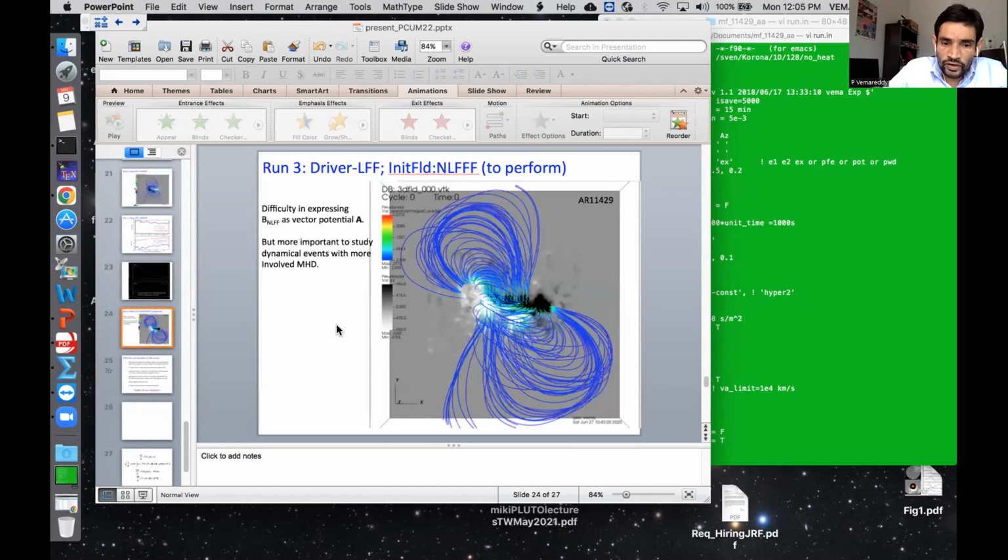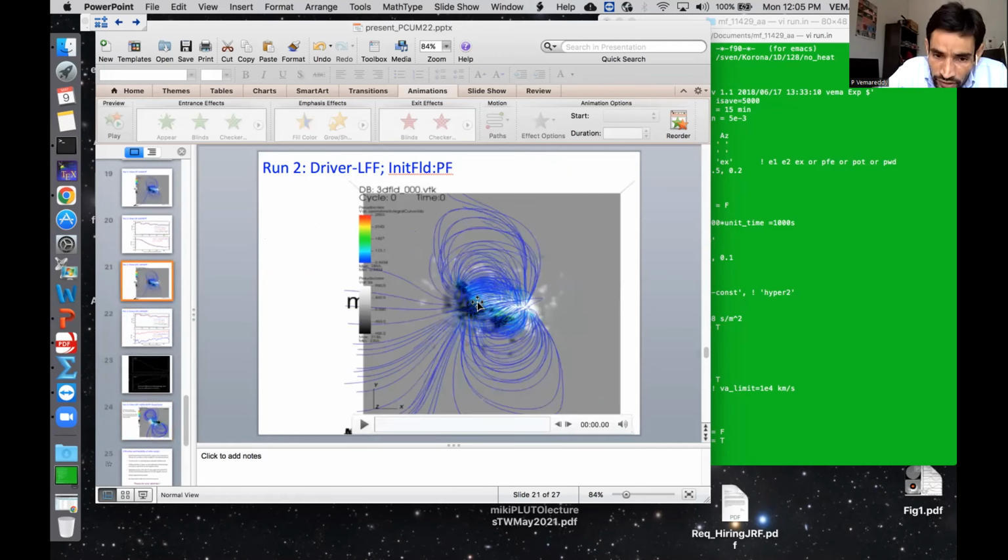So in this NLFF extrapolation, we see very clearly at the core of the active region twisted structures, whereas we lost them in the simulations. Those things are due to the resolution. So probably I can increase the resolution by a factor of 2, and then we can reproduce that somehow. I hope I answered you reasonably.